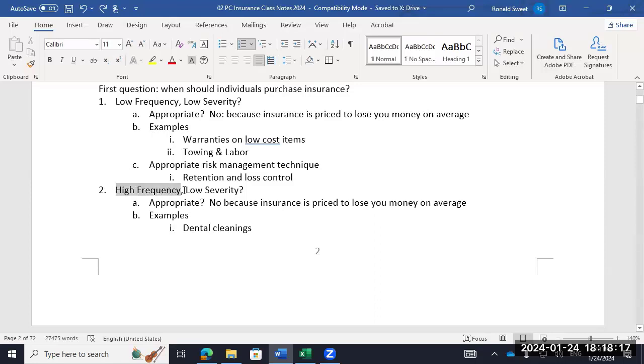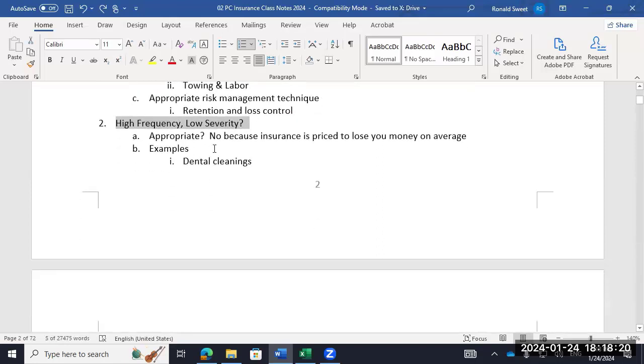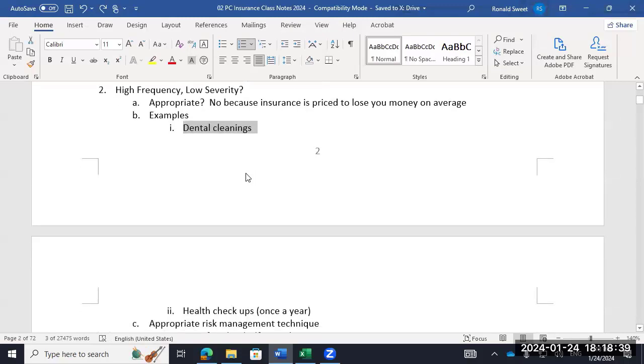What about stuff that happens all the time and doesn't cost you much? Again, this one is even worse, because if it happens all the time, that means there's a lot of claims, which means the insurance company is going to spend a lot of money managing this business, which means it's going to be really expensive insurance relative to what you're getting. My example here is dental cleanings. If dental cleanings are $100 twice a year, or $200, and you pay $250 for the insurance, I'd argue you're better off not buying the insurance and just paying for the $200 in dental cleanings. That would be a whole lot better.